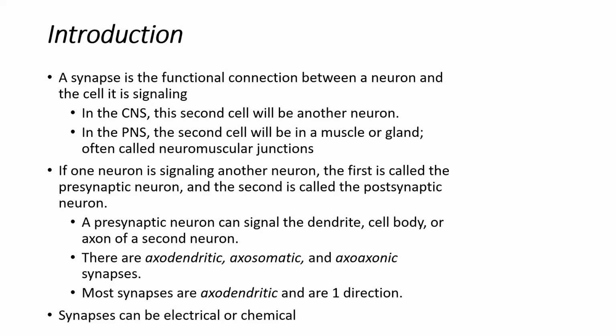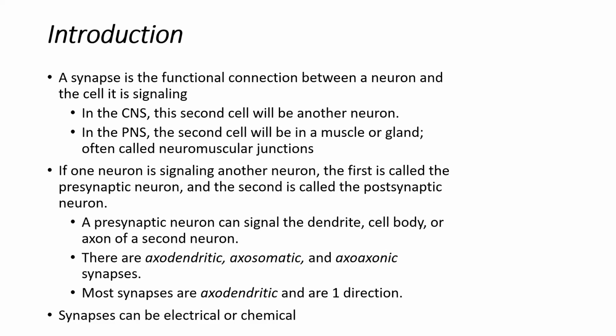Now, when one neuron is signaling another neuron, we call the first neuron in that series the presynaptic neuron. Presynaptic meaning before the synapse, before that area of connection. And then we call the second neuron in the series the postsynaptic neuron. And so we can signal different parts on the neuron. So a presynaptic neuron can communicate with different areas of the subsequent neuron.